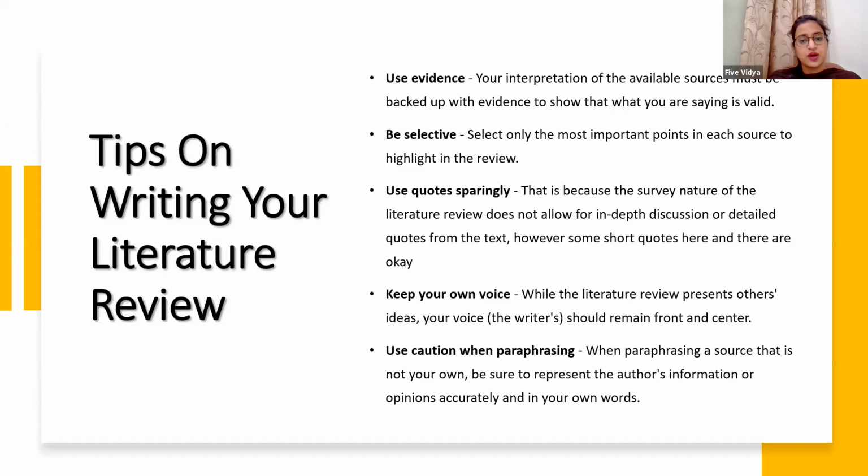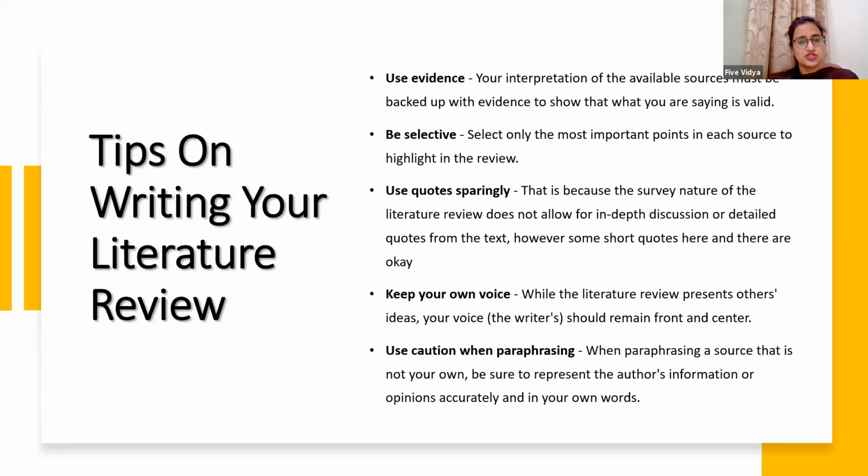The fourth point is you have to keep your own voice. Obviously, we all know that we are taking information from other papers, we are referring to other references, but again, we just need to take information from there and we have to write in our own words.